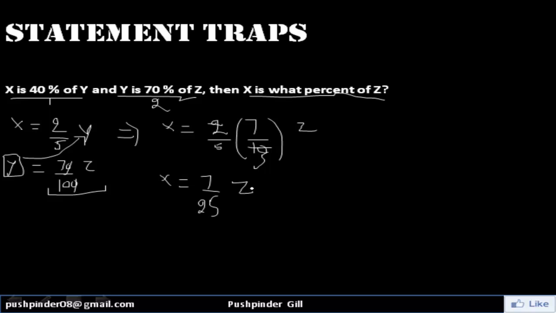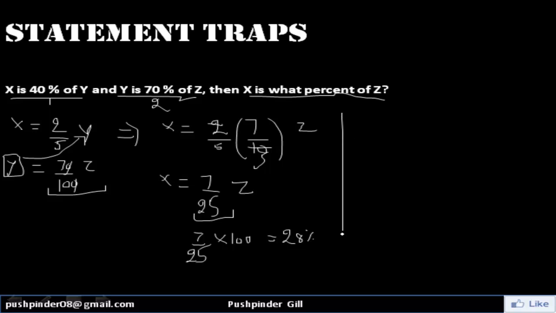So now we have this. Now we have to find x is what percent of z. So we have our integrating factor to be 7 by 25. Converting this into a percentage, I just have to multiply it by 100 and I get my answer to be 28%. So x is 28% of z, right?